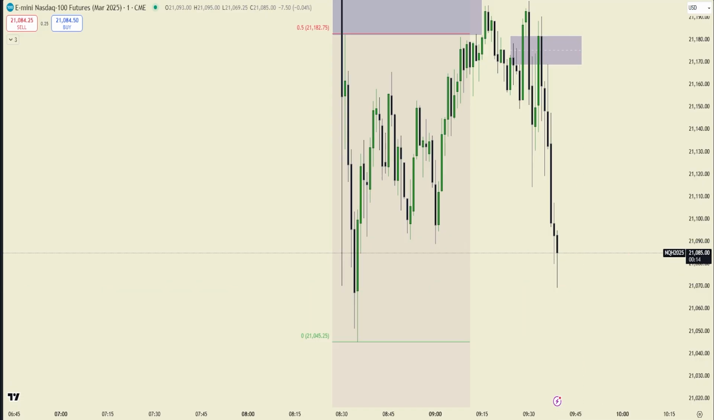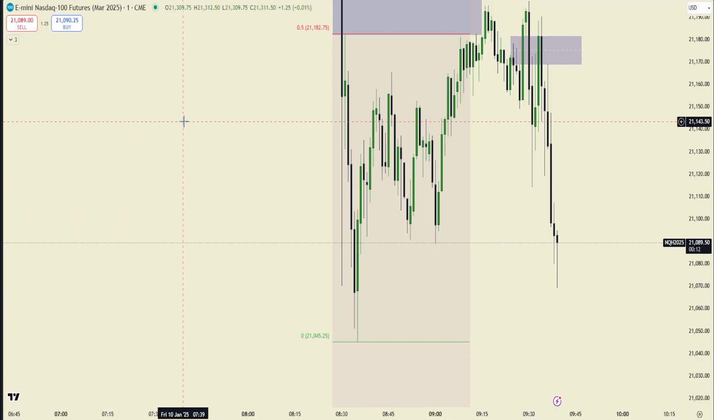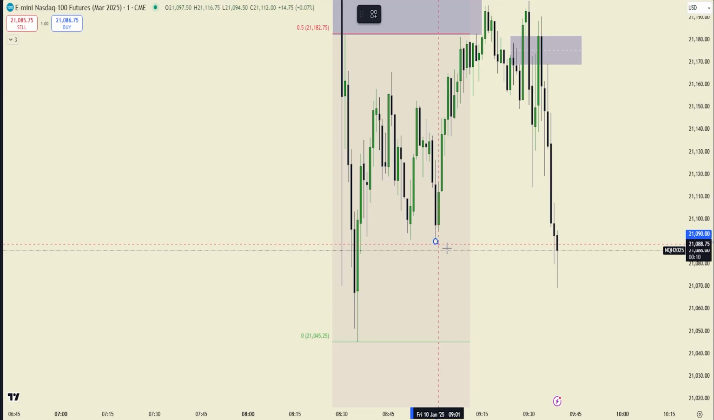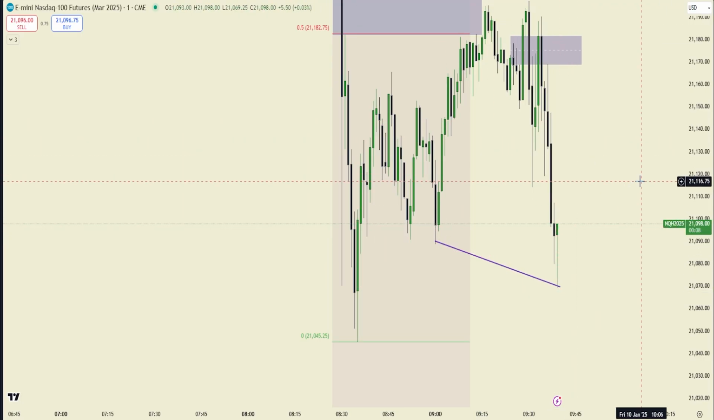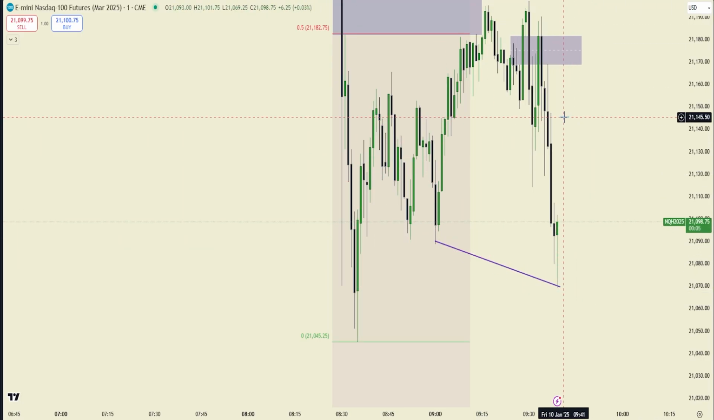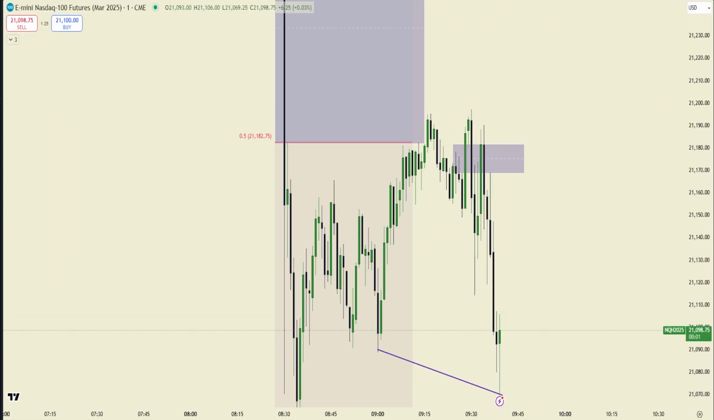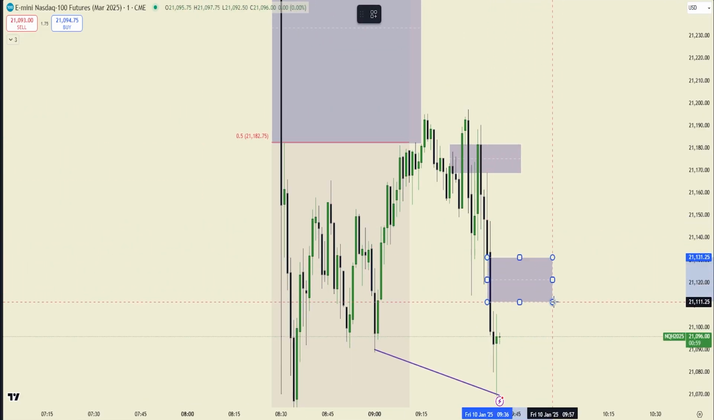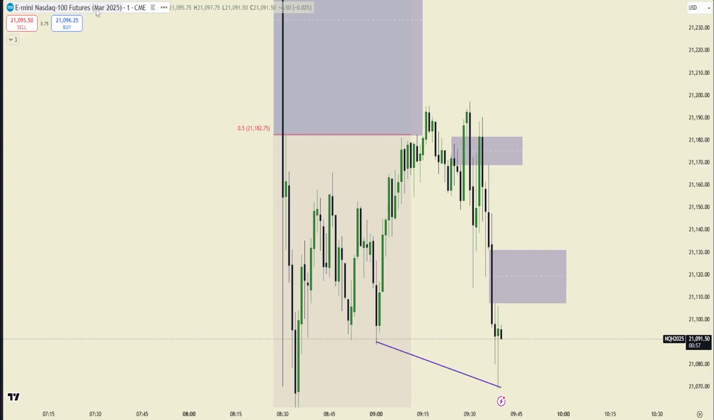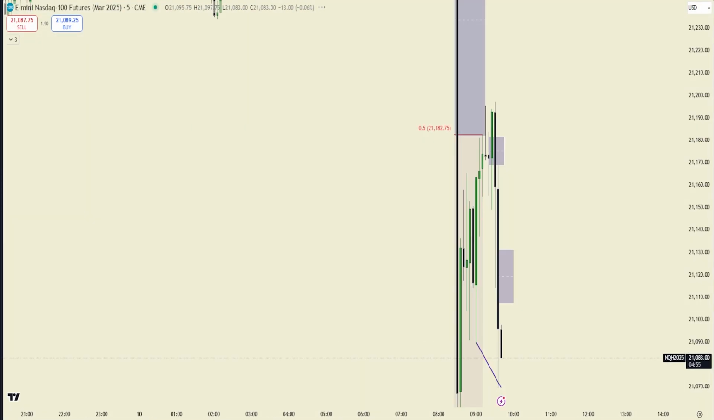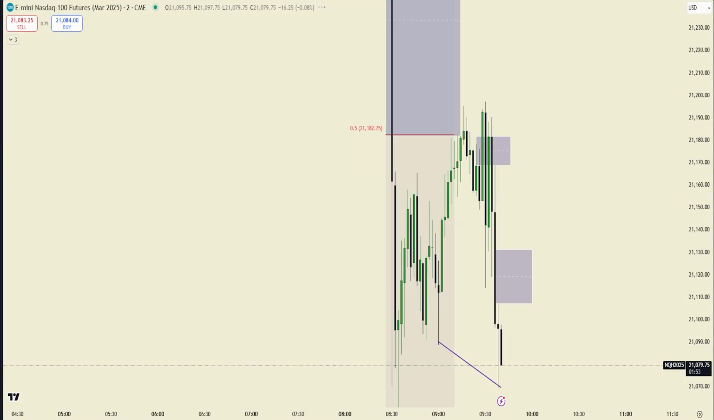So one of those scenarios that I mentioned is kind of playing out right now. We have an SMT at this low here. I mentioned that if we swept this low here and then got an SMT and then got a long back up, I might be interested in that. So maybe this. As long as there's not something on the 5, no, we're good.